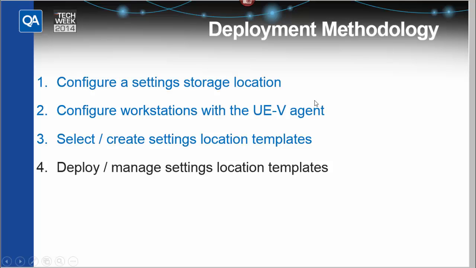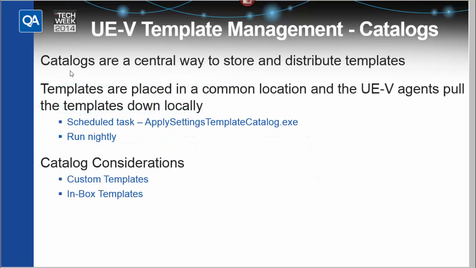Okay, so let's have a look at how we deploy and manage the settings location templates then. In UE-V, template management catalogs are a way to centrally store and distribute templates used in our environment. Templates are therefore placed in a common location, and the UE-V agent will pull those templates down, as I say, at 3:30 AM by default.